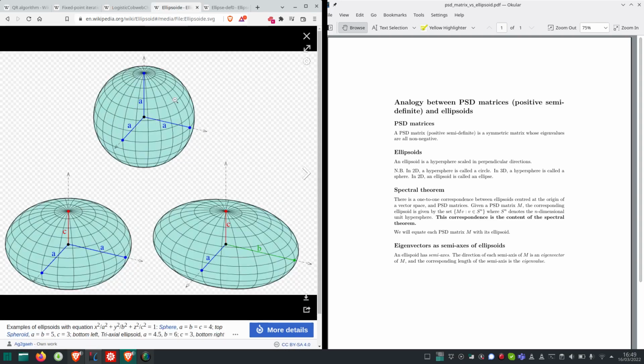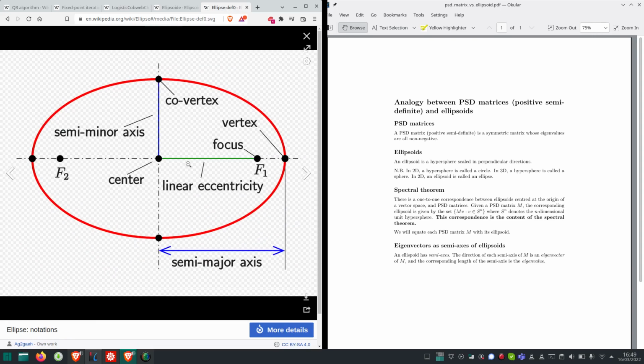We will instead use a correspondence between positive semi-definite matrices and ellipsoids. An ellipsoid is a hypersphere that has been stretched in perpendicular directions. Here we have an example of 3 ellipsoids. The one on top is a sphere, and the other 2 have been stretched in a set of perpendicular directions. The directions in which the stretching has taken place are called the semi-axes of the ellipsoid. A 3-dimensional ellipsoid has 3 semi-axes, and a 2-dimensional ellipsoid, called an ellipse, has 2 semi-axes.